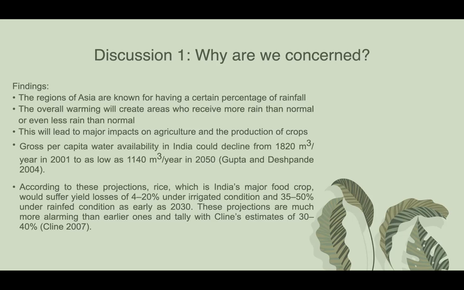this produce from Siberia. According to these projections, rice, which is India's major food crop, would suffer yield losses of 4 to 20% under irrigated condition and 35 to 50% under rain-fed condition as early as 2030, which could even possibly happen sooner. These projections are much more alarming than earlier ones and tally with estimates of 30 to 40%, which is not good at all.